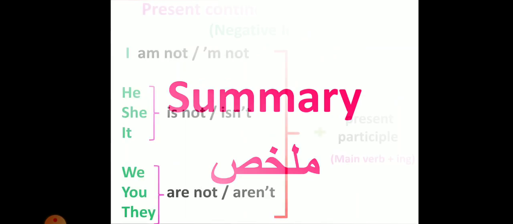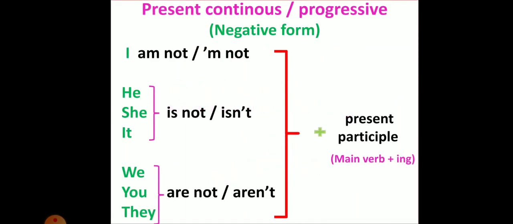Summary. The present continuous, or progressive, in the negative form is: I am not, or I'm not, plus present participle. He, she, it is not, or isn't, plus present participle. We, you, they are not, or aren't, plus present participle.